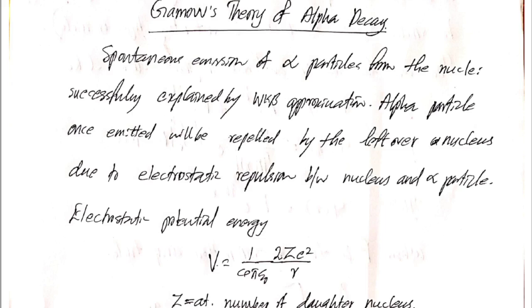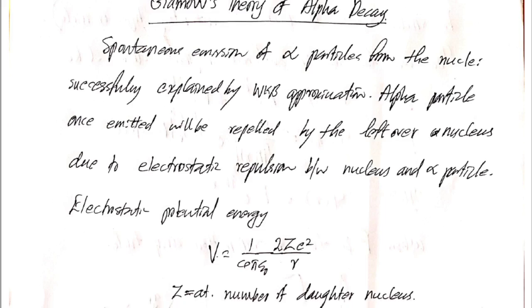But the energy of alpha particles emitted by various nuclear species is in the range of 4 MeV to 8 MeV. So there is a wide difference between the energy of alpha particle and the potential barrier that has to be overcome by the alpha particle. So this cannot be explained by using classical mechanics. It is a clear example of tunneling through a potential barrier.